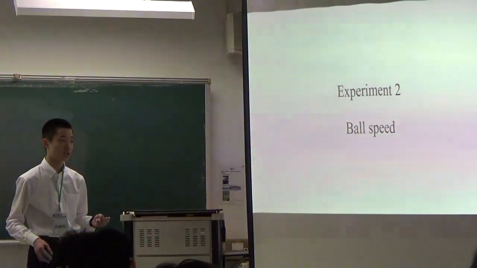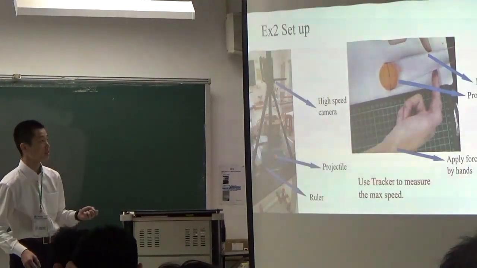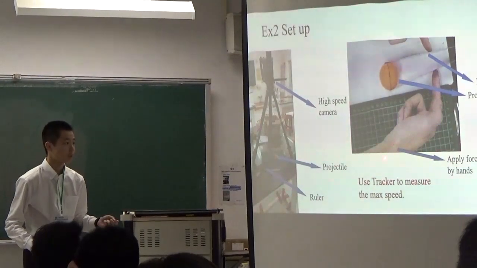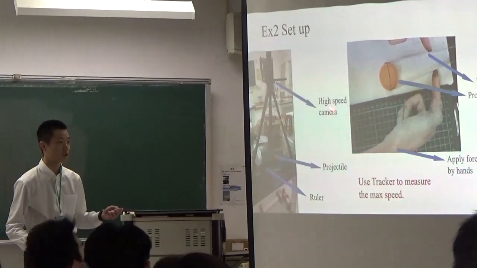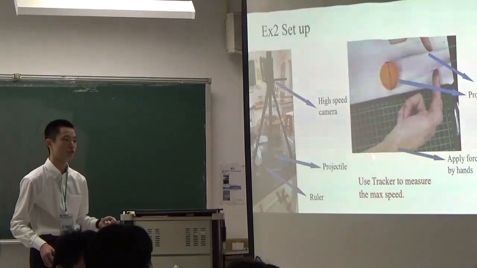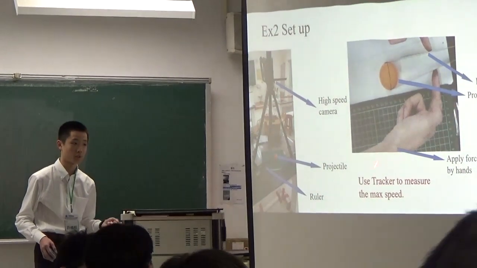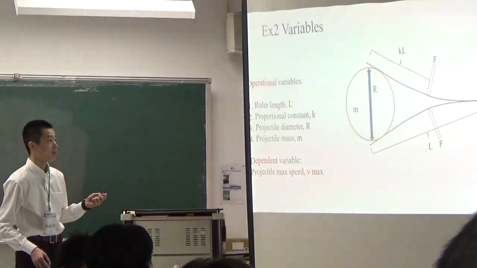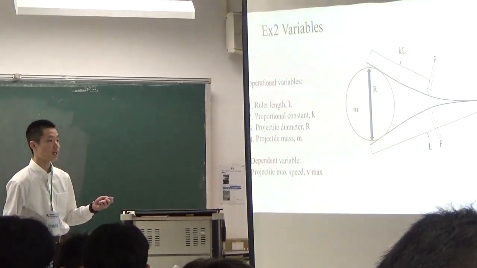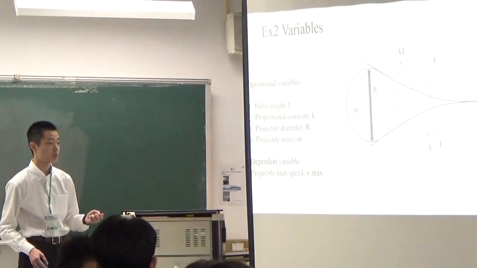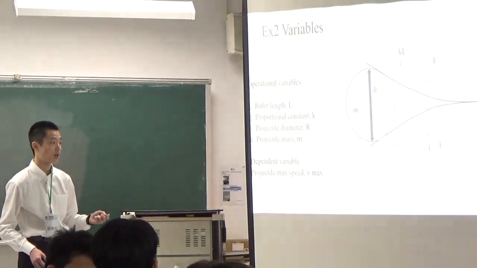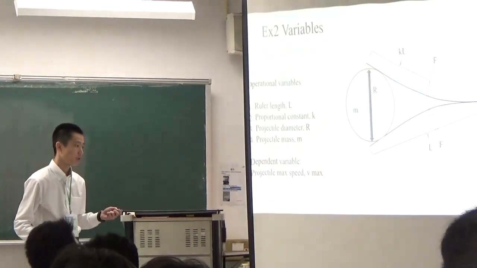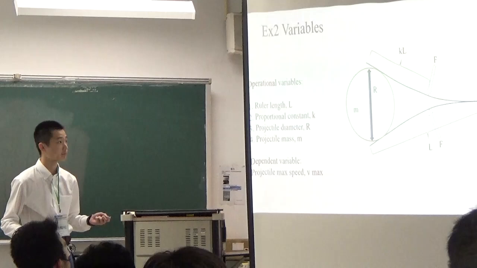The next experiment is about the ball speed. This is the setup of our experiment. I apply force by my hand, and I use a high-speed camera to record the ball ejecting process, and finally I use Tracker to measure the max speed during the fourth period. These are the variables for experiment 2. The operational variables are ruler length L, proportional constant K in this picture, the projectile diameter R, and the projectile mass N. And the dependent variable is the projectile max speed, Vmax.